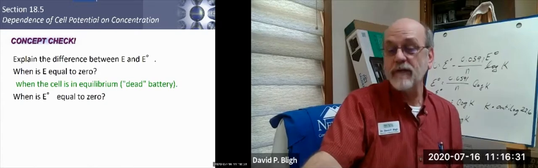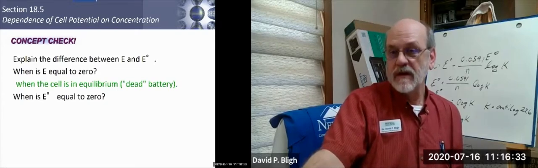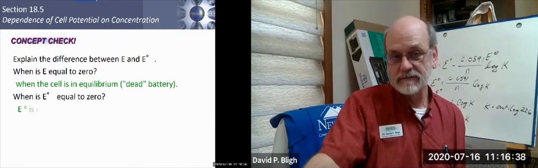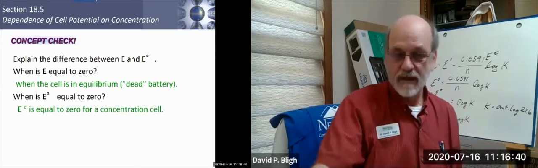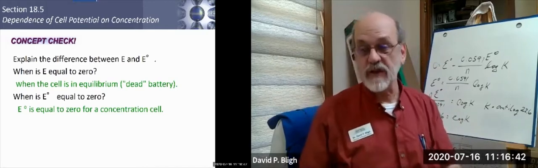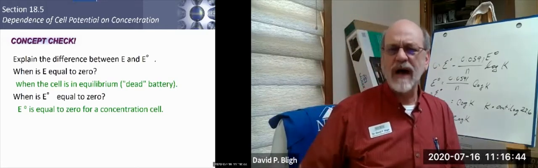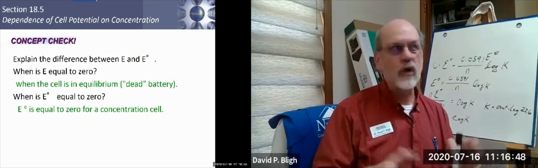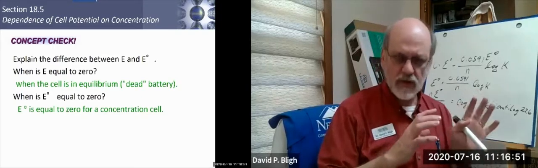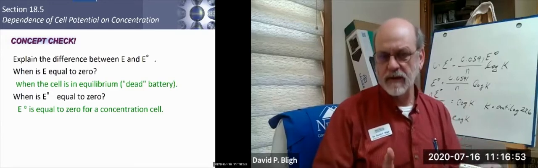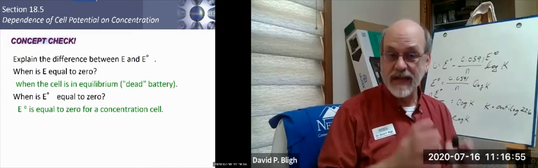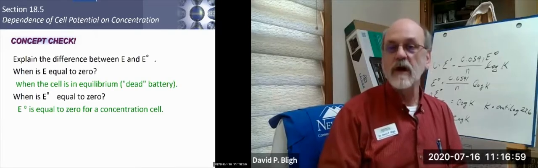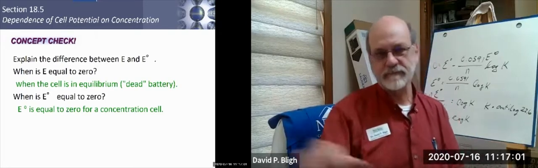When is E0 equal to 0? Well, when both half reactions have the same standard voltage. And in this case, concentration cell. Most of the time, if you combine two different half reactions, they're going to be sufficiently different so that you get some voltage. But you're guaranteed an E0 standard condition voltage of 0 for a concentration cell.